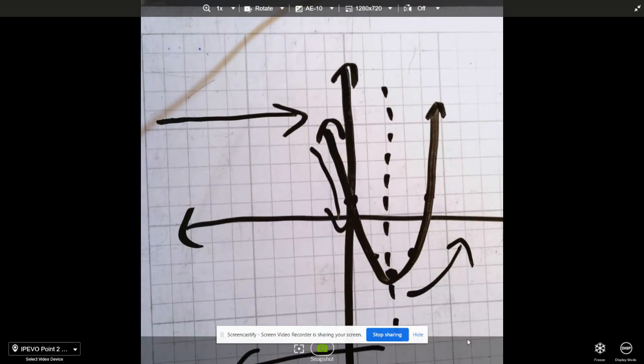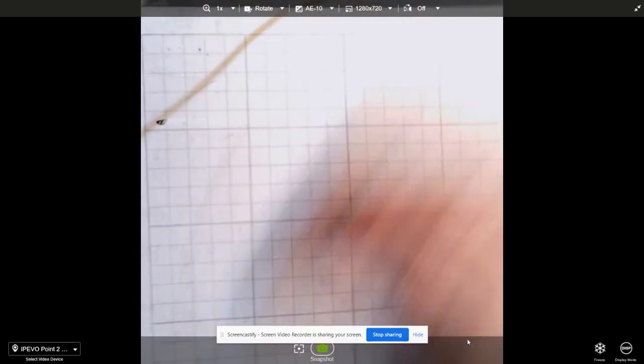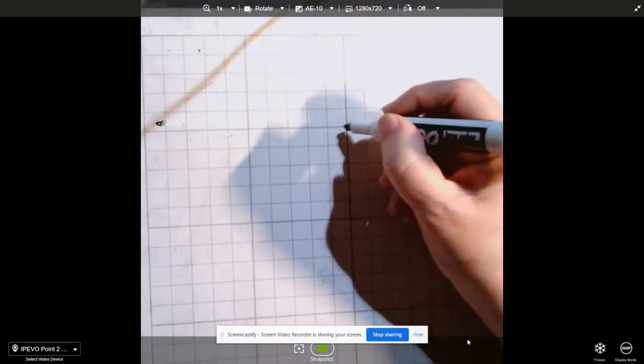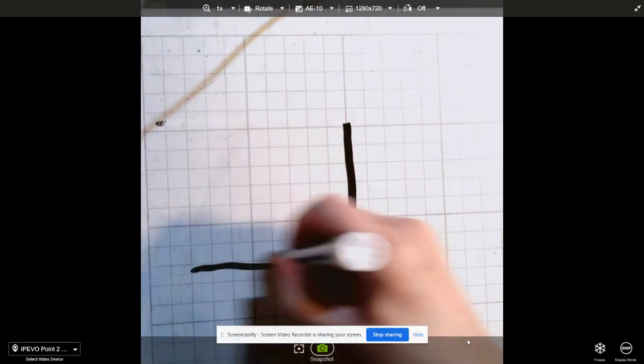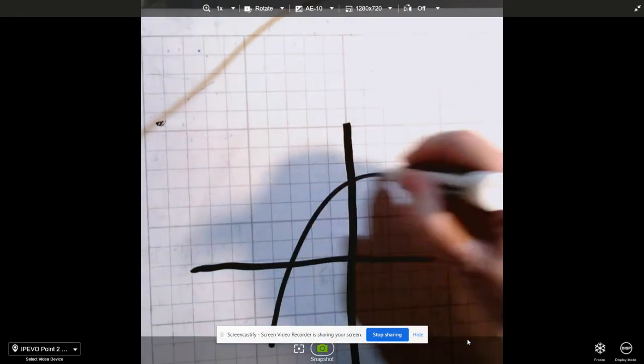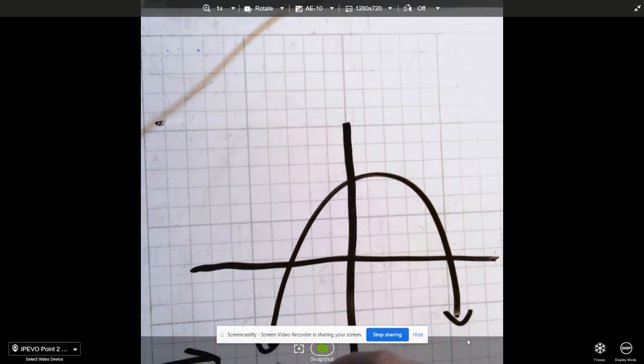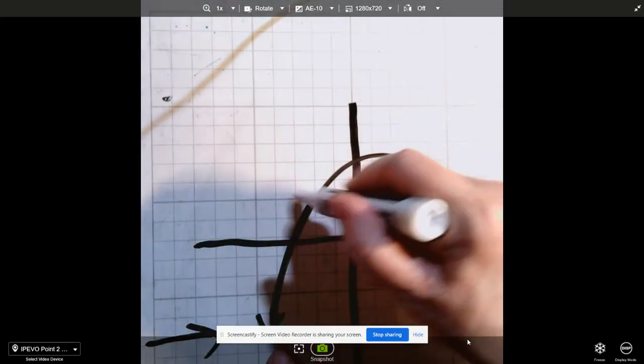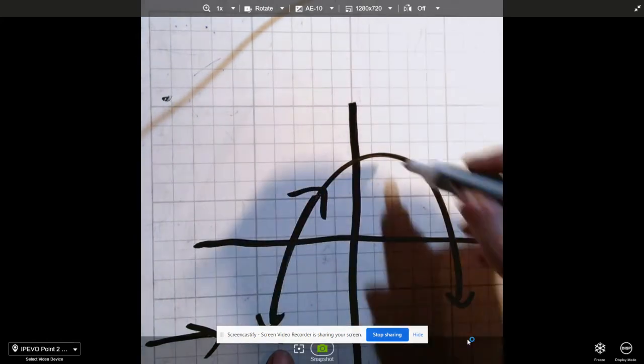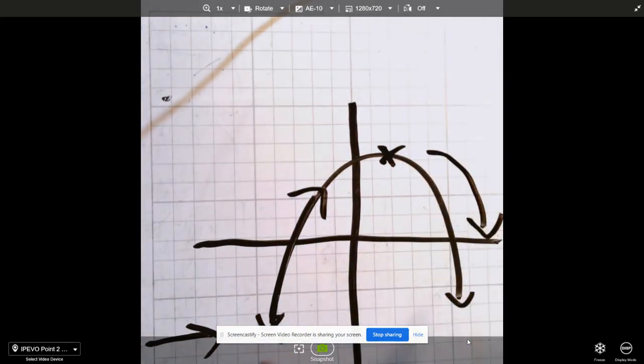If my graph were the other way around, my graph looked like this. Again, I'm going to start on the left. So now if I get on here, my graph would be increasing first. And then after the vertex, it would be decreasing.